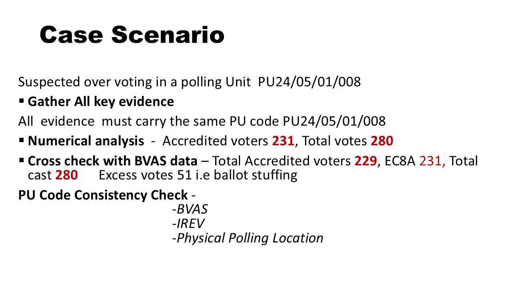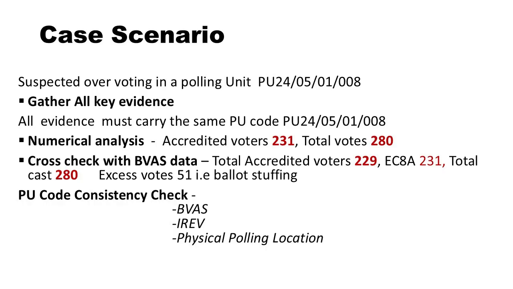So assuming you have total accredited voters on the BVAS, that is 229. Now, after cross-checking, you have an EC8A of 231 accredited, then BVAS is saying 229, then vote cast is 280. The conclusion is that you have 51 excess votes. That is ballot stuffing.